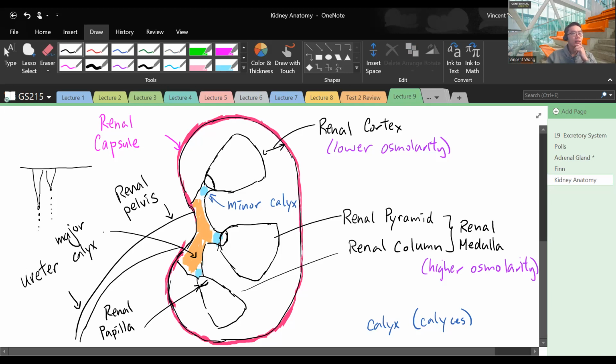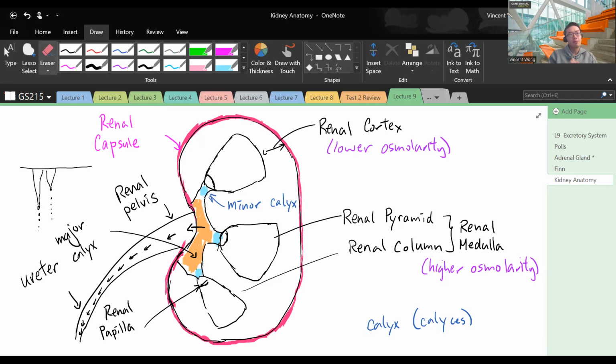All right. So it drips out. It first goes to a smaller chamber, the minor calyx, and then it goes to the bigger chamber, the major calyx, and all of them will go into the renal pelvis and slide down the ureter. And where does the ureter go to? If you remember our earlier drawing, the ureter will connect to the urinary bladder.